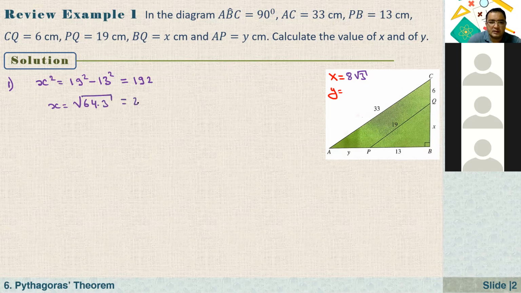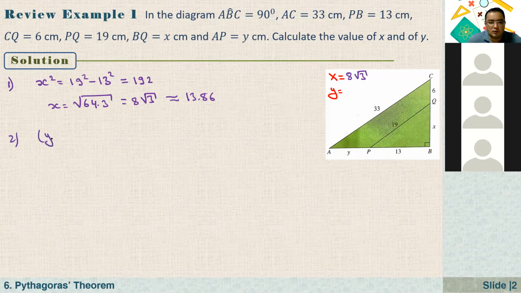This is equal to 8 times square root of 3. You get the right answer. In case we have to show the exact answer, you can do it like this. But usually in this question, you are allowed to use a calculator. So that's approximately equal to 13.86.